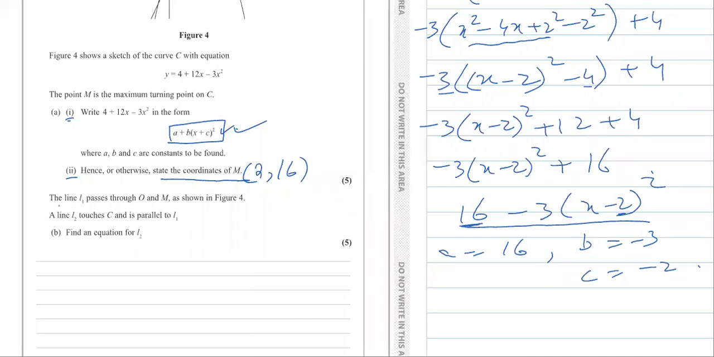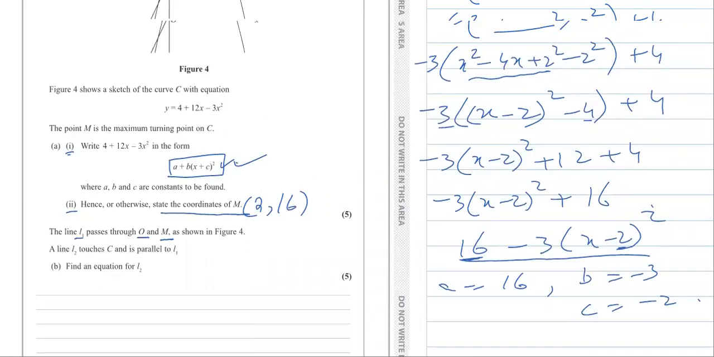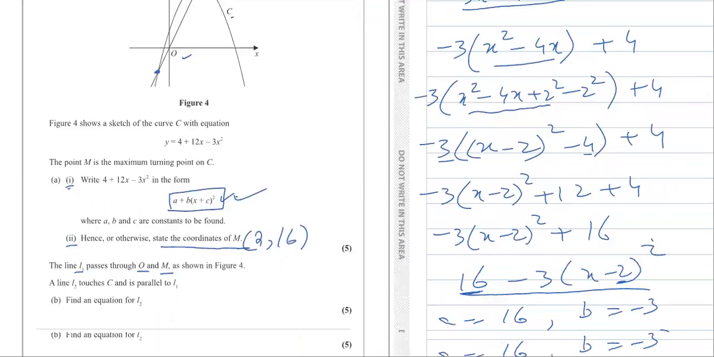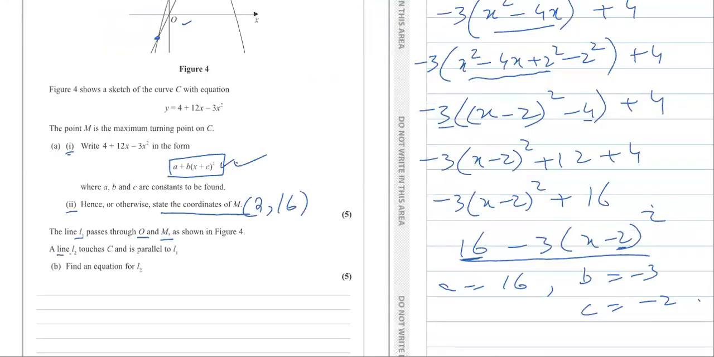Then for part B, the line L1 passes through O and M. In the diagram, you can also see L1 is passing through two points. One point is M and the other point is O. And you can see it crosses the curve at two points. One of the points is M and the other point is this one, where it crosses the curve C. A line L2 touches C and is parallel to L1. There is another line which touches C and is parallel to L1. Find an equation for L2.